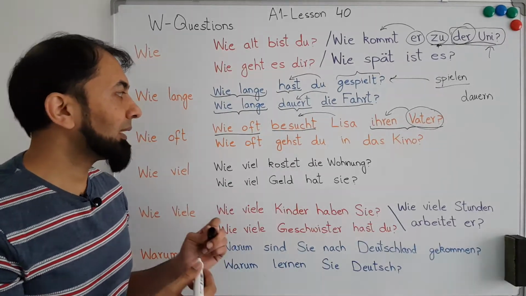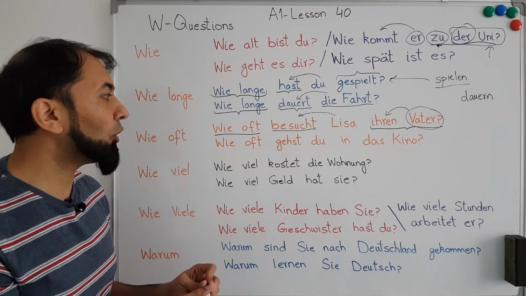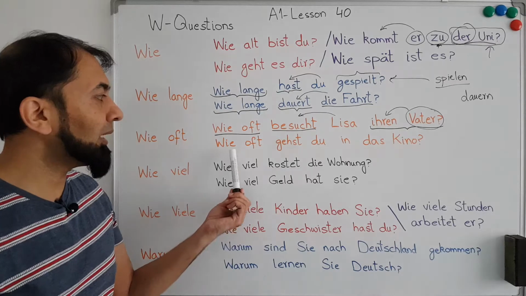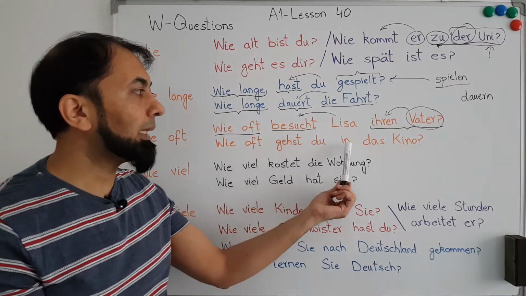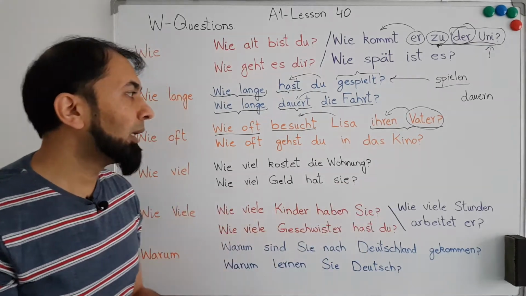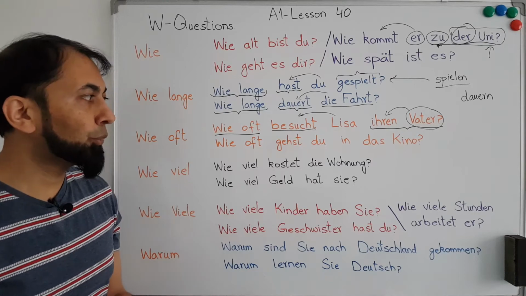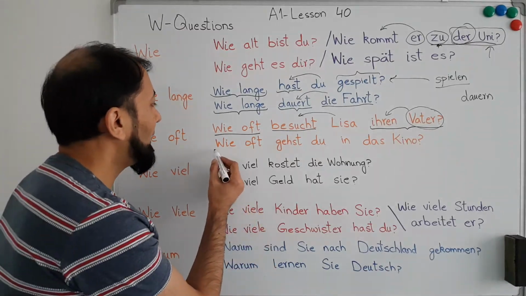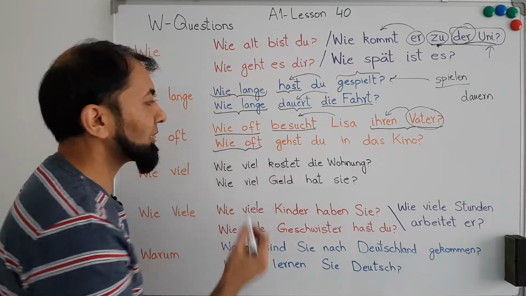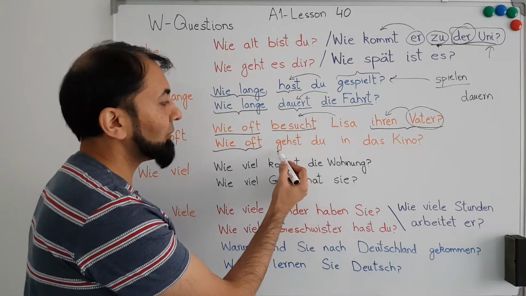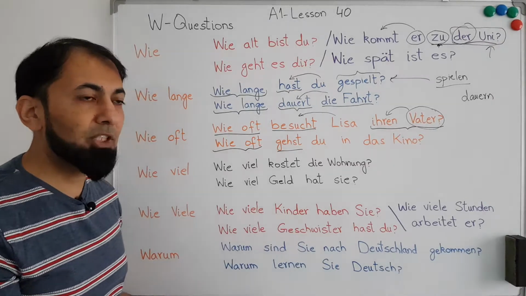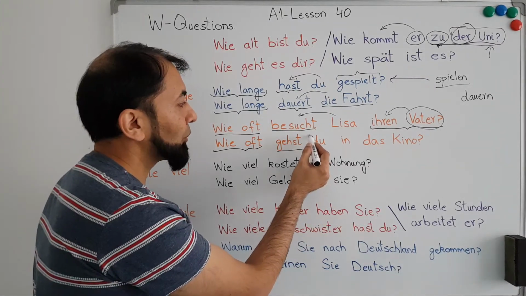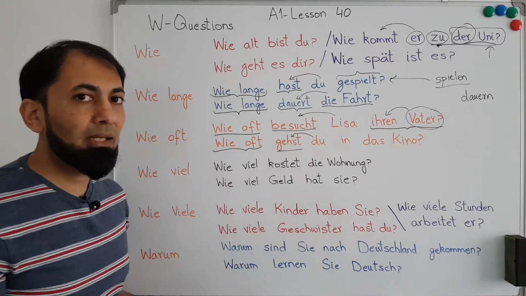Next example is wie oft gehst du in das Kino? How often do you go to the cinema? Now in this sentence again, wie oft is coming at the first position. At the second position we have a verb called gehen, which means to go, and if we conjugate it with respect to the subject du, it becomes gehst.